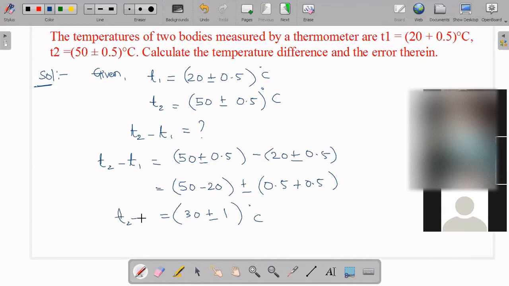So this is our answer. The error in the difference is plus or minus 1. Okay, that's all it is. Those who have not solved it properly, or if you have made a mistake over here, just correct it. Those who have not solved it completely, just copy whatever is there on the screen.